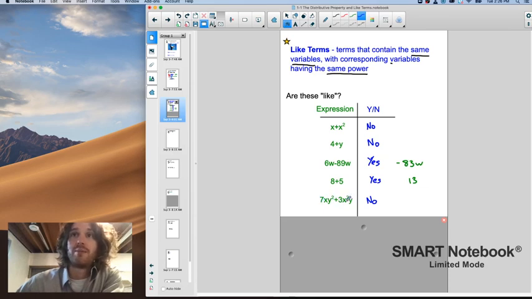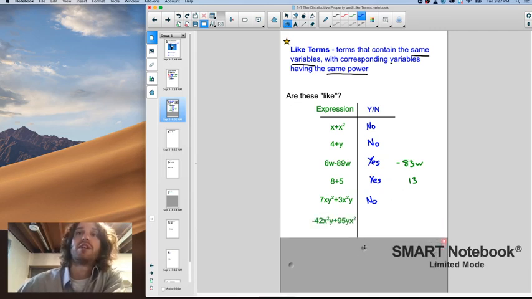This is 3 times x times x times y. So they have a different combination of variables, or rather, those variables have different powers when they're simplified. So we cannot add those together. Those are not like terms. Let's take a look at this one.